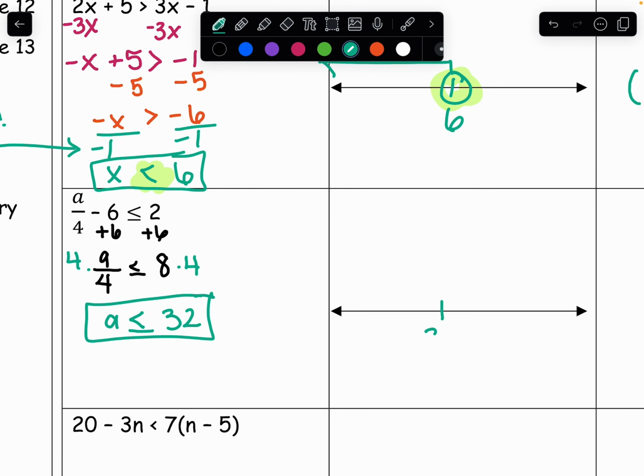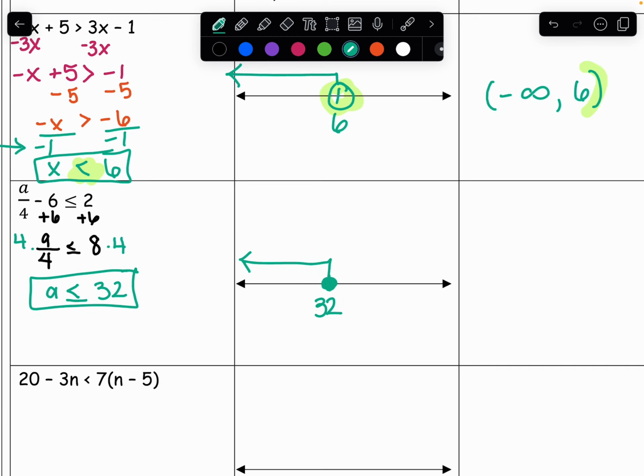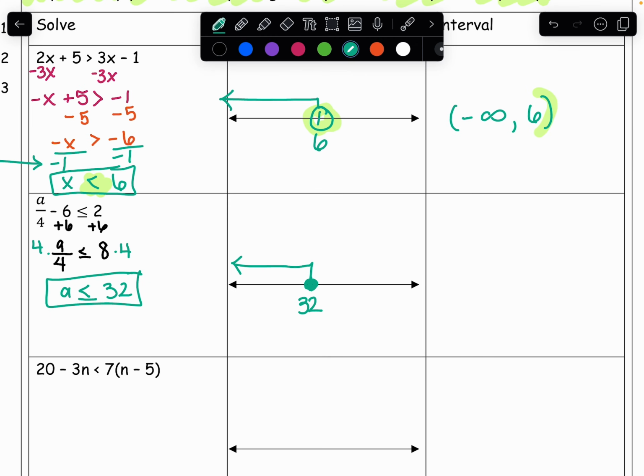So when I graph this, here's 32. I have a closed circle on 32, and a is less than, which means we go to the left. And so our interval then is negative infinity to 32 with the bracket. Again, the reason for that bracket is because we have a closed circle based on that inequality.